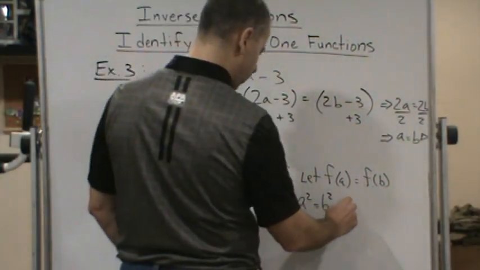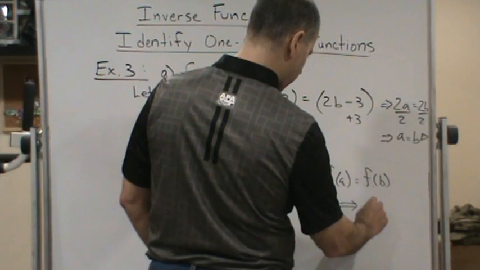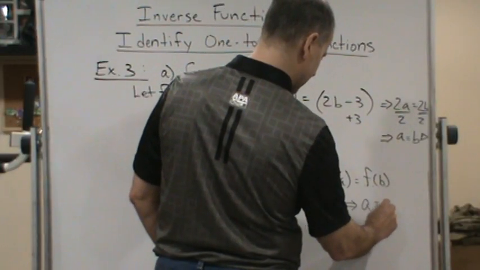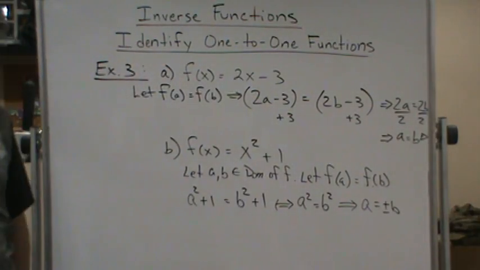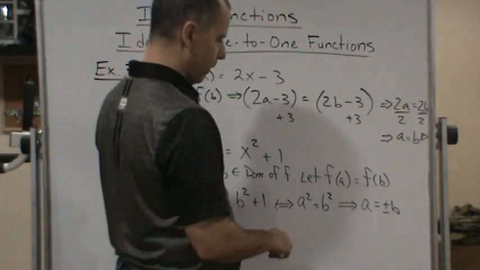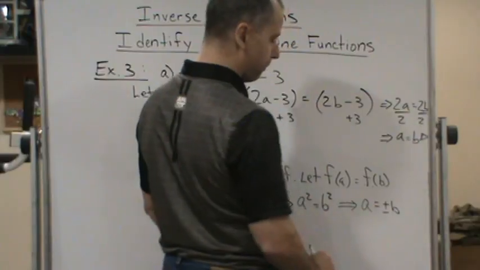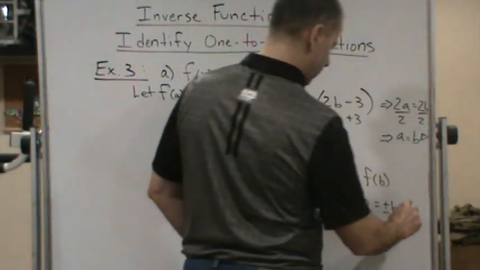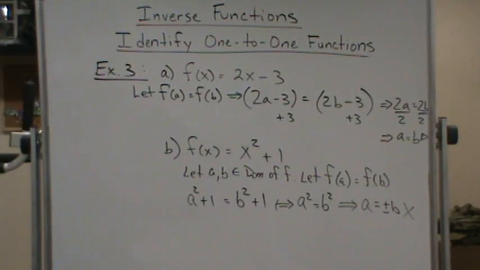And then if I take the square root of both sides, I get A is equal to plus or minus B. Oh, now, see? Something went wrong. Because what I showed is that A is equal to B, but A is also equal to the opposite of B. Therefore, this fails, and so f of x is not one-to-one.